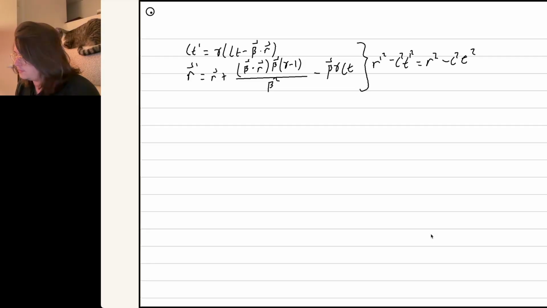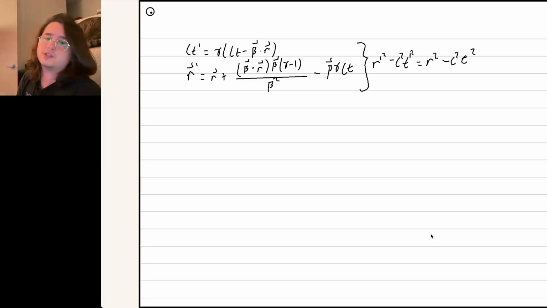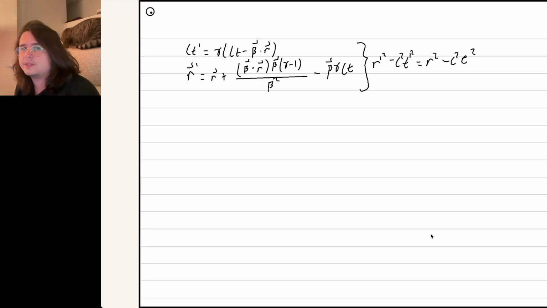We have these two equations, which are the vector form of a Lorentz boost for ct prime and r prime. We're supposed to be proving that we can combine these two equations into one equation just in terms of squared scalars on the right, which is r prime squared minus c squared t prime squared equals r squared minus c squared t squared. How do we do this? It took me a long time to figure this out.